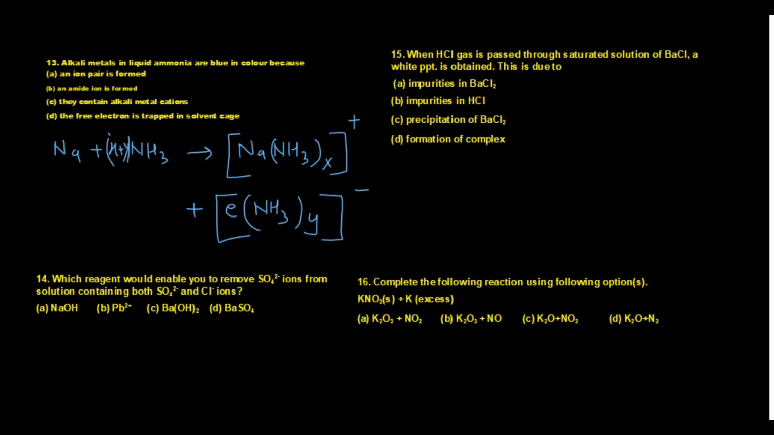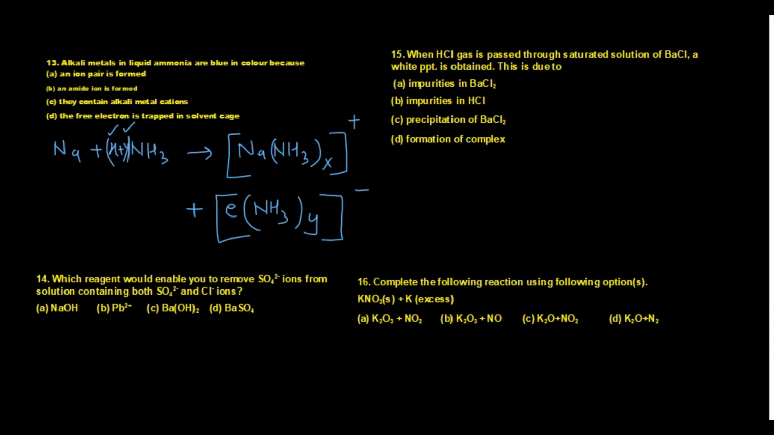Basically X and Y are the stoichiometric coefficients, and they depend upon the concentration of the ammonia. When your solution is dilute, then X and Y will have different values. When your solution is concentrated, that means having a higher amount of ammonia, then the X and Y values would be different. But I am taking a generalized example in that case.